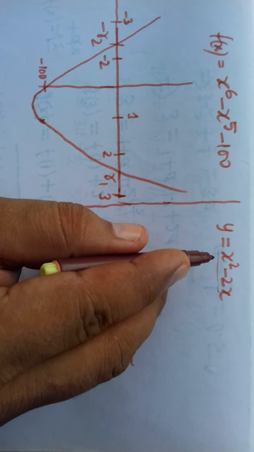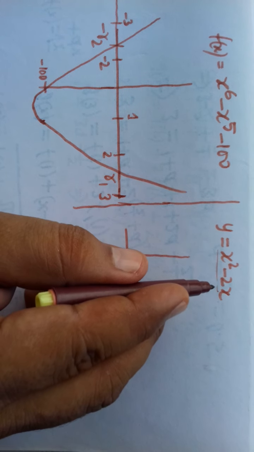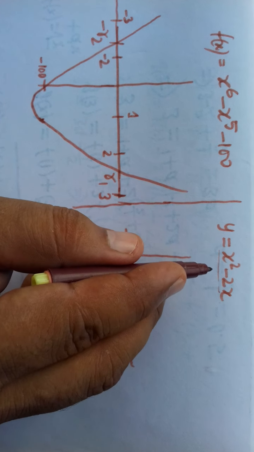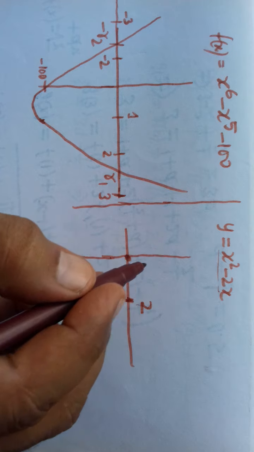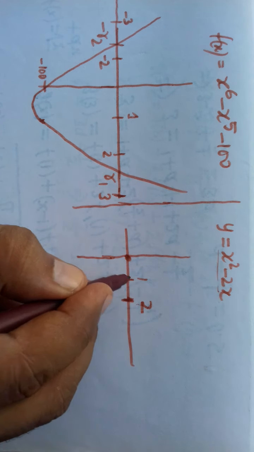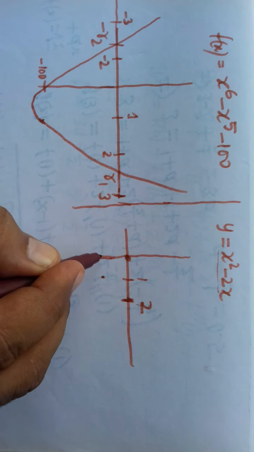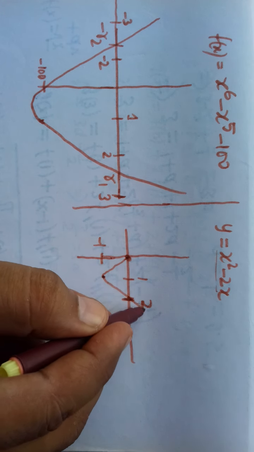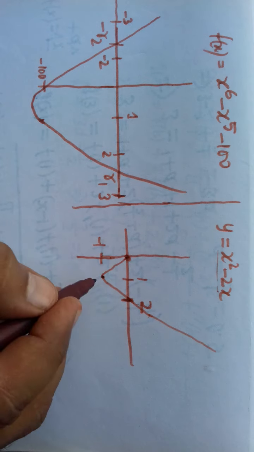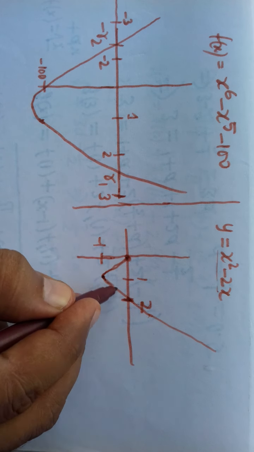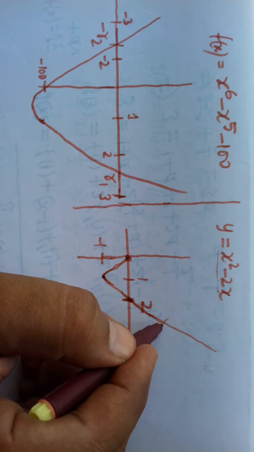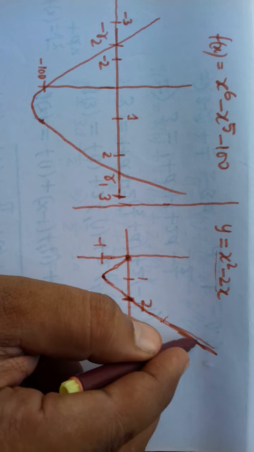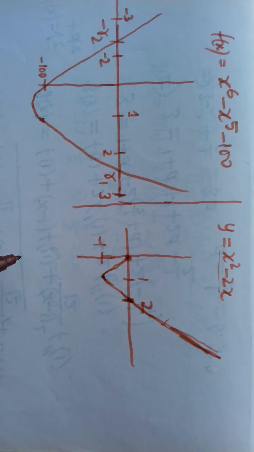After differentiating, you can see that this function has its minimum value at x equal to 1, and the minimum value is minus 1. So the graph finally is as I draw. This is the graph for this expression.